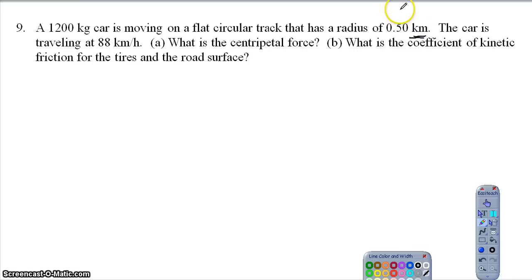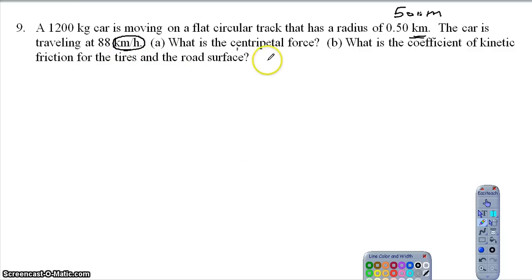Keep in mind we usually want meters, so I'll go ahead and convert that right now to 500 meters instead of kilometers. The car is traveling at 88 kilometers per hour, and one of the biggest issues is that anytime we're working with velocity, unless I'm just using the constant velocity formula, I want to make sure that this is in meters per second, so I will want to convert that.